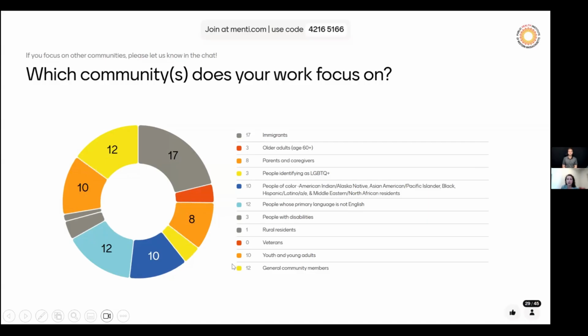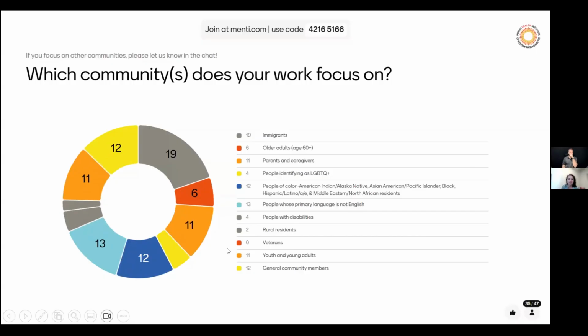Looks like we've gotten some good responses in. They're still trickling in, so if you haven't had a chance, Rebecca Hunt has posted the link to the Mentimeter again. Not surprisingly, it looks like the majority of folks selected immigrant communities, but also people whose primary language is not English, parents and caregivers, and people of color. Oh, and youth and young adults. So definitely, we'll work on getting you into breakout groups with folks who work with similar communities.